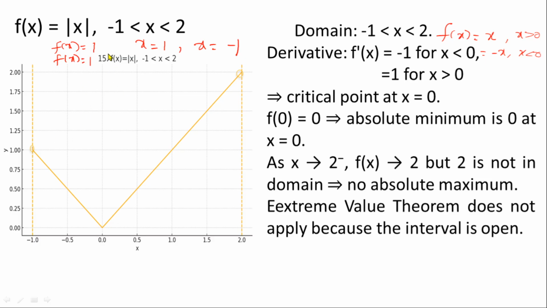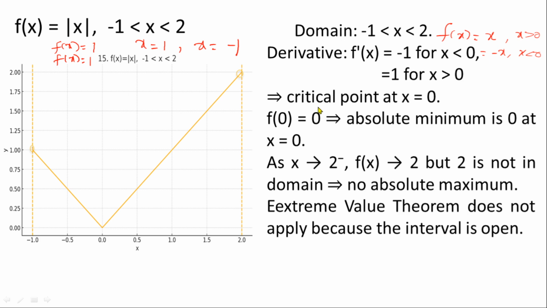To find the absolute maximum and absolute minimum, we have to substitute the end points. But these end points are excluded. So first we have to find f dash of x, and then set f dash of x equal to 0 to find the critical point. To find f dash of x for mod x: f of x equal to minus x for x less than 0, and the differentiation of minus x is minus 1; the differentiation of x is 1 for x greater than 0. That is, f dash of x equal to minus 1 for x less than 0, and f dash of x equal to 1 for x greater than 0.